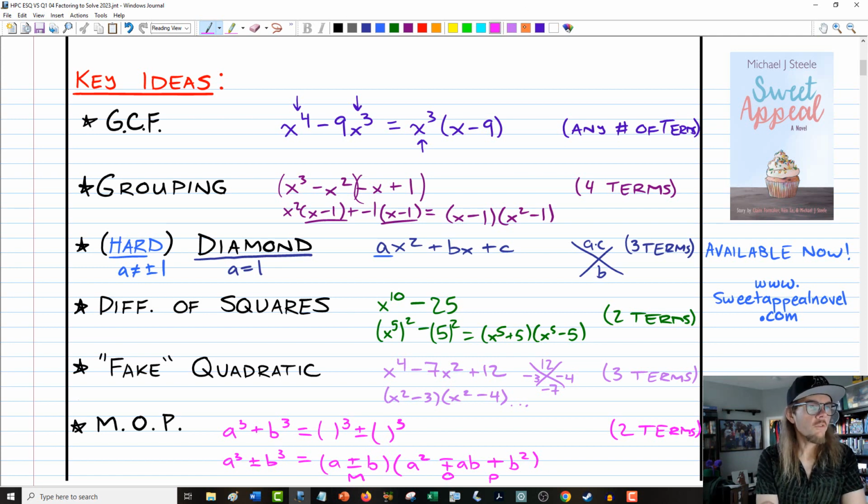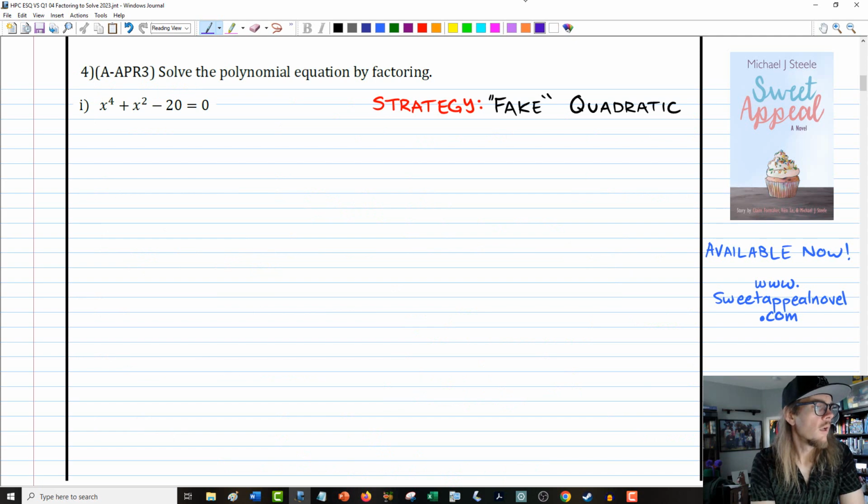So with that quick overview under our belts, let's dive in and do a couple problems here. Let's see these techniques used in action. So we're going to start with problem number 1 from this question type, where we are instructed to solve the polynomial equation by factoring. And this one gives us x to the 4th plus x squared minus 20.